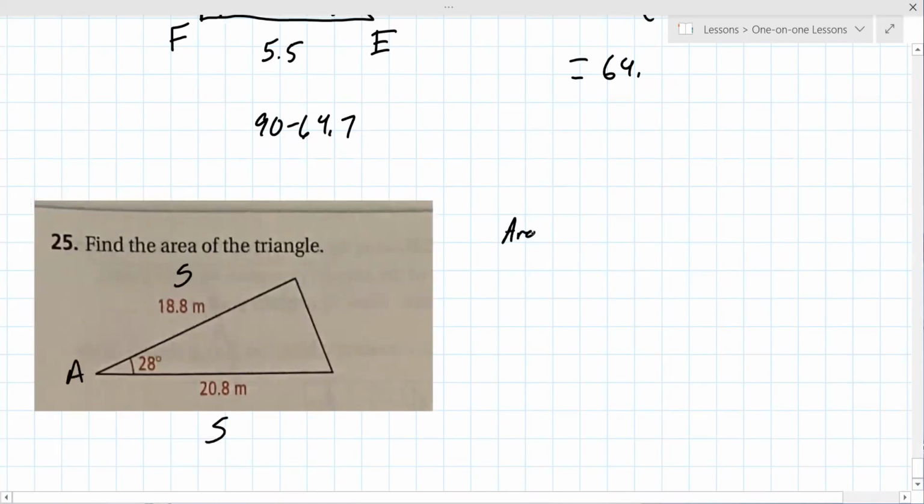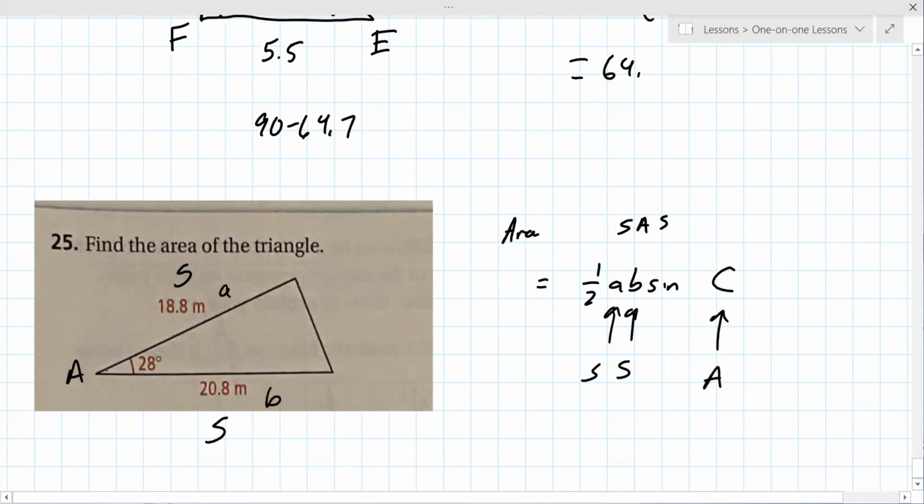So the area, when you have an SAS problem, the angle has to be between the sides. The area is 1/2 AB sine C, where A and B are your sides, and C is the angle between them. So this is A, this is B, and this is C. I hope that's not confusing later on, but it's just the numbers.